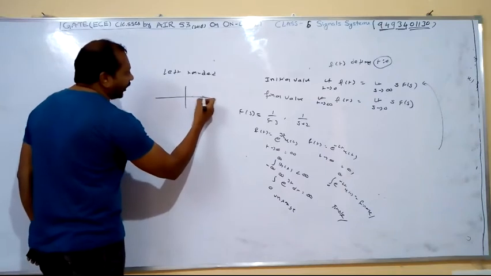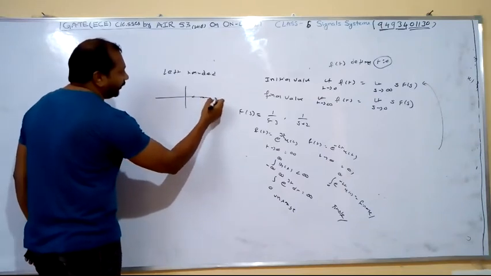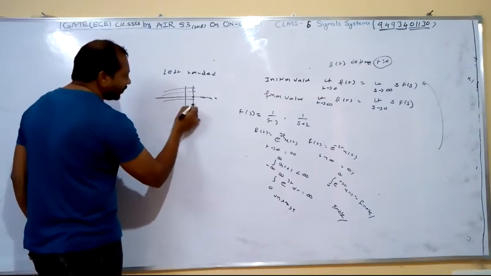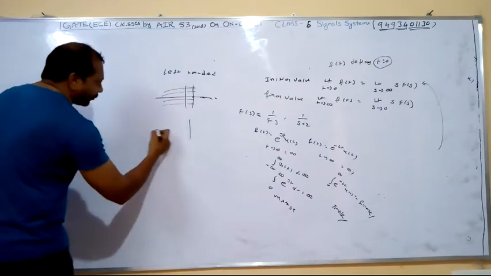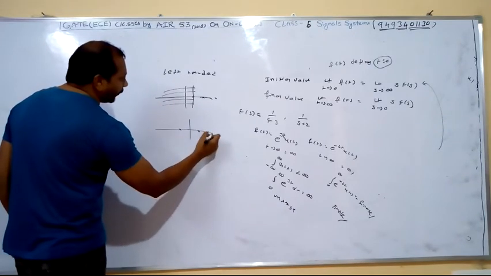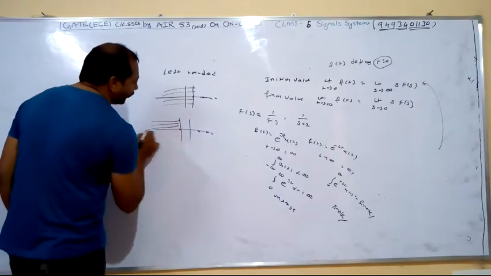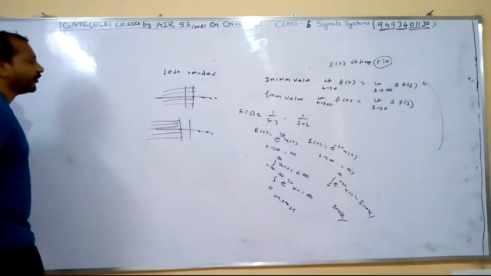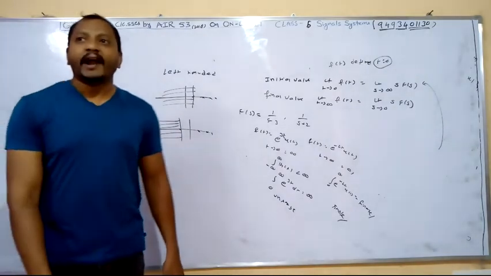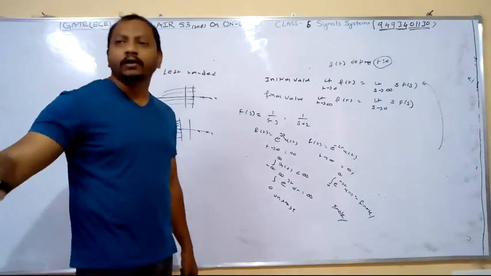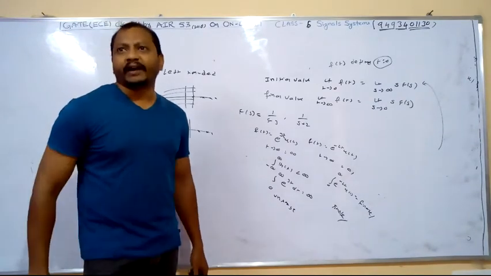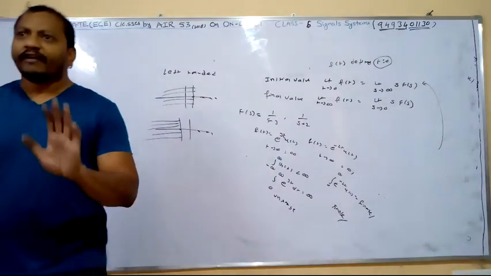Whenever the pole lies in the right-hand side, only then does the corresponding ROC contain the j omega axis. If the pole is in the left half of the S plane, because the ROC is on the left side, the corresponding ROC does not include the j omega axis. In that situation, we cannot estimate the final value using the final value theorem.